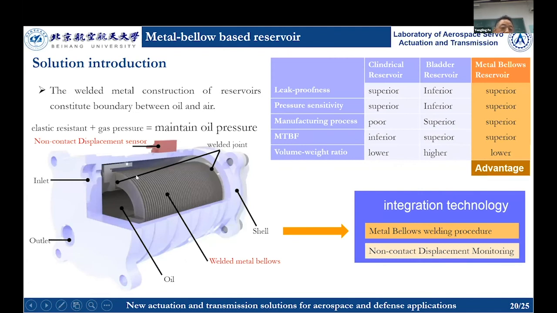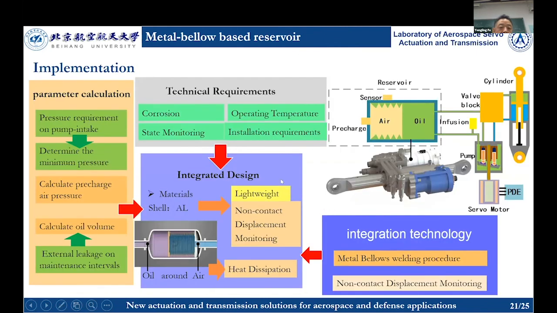This is the structure. It has a non-contact displacement sensor to measure the displacement of the bellows. The welded metal construction of the reservoir constitutes a boundary between oil and air. This is an advantage over the other two kinds. After we developed this kind of metallic bellows, the mass is very low compared with the other two kinds, and these are the results integrated in the EHA.